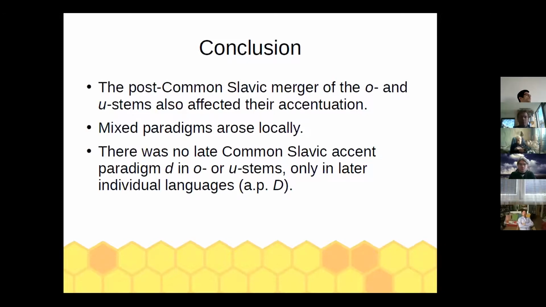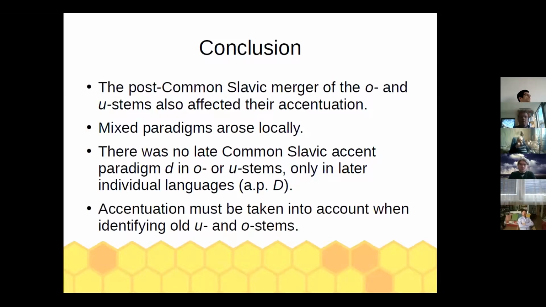This doesn't mean that the material for accent paradigm D is not important. I think it's very important. And I think accentuation must be taken into account much more when we talk about the Proto-Slavic U stems, and also when we try to identify old U and O stems. And I think this study should start with the material that was collected by Professor Dybo and other scholars in his school. So that would be my conclusion, that we have to start from their works when we want to study the original paradigms of the Proto-Slavic U stems.